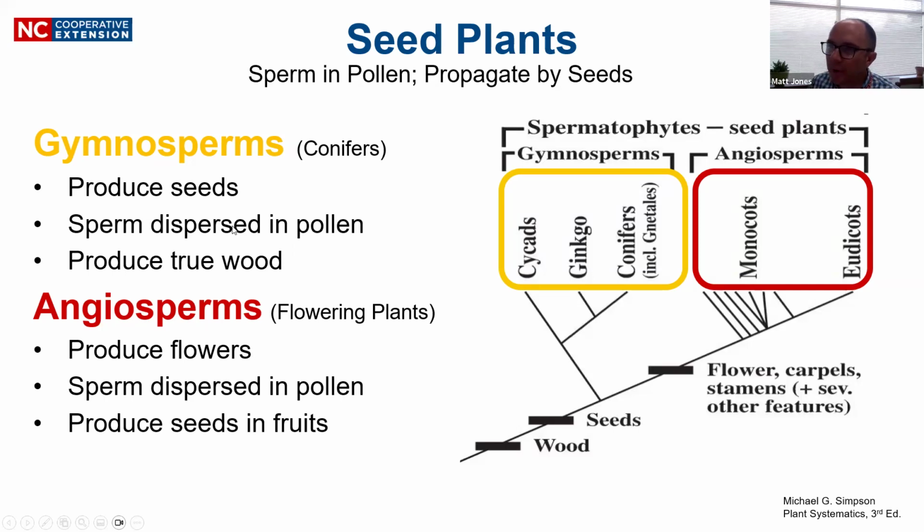So the two groups of seed plants include the Gymnosperms and the Angiosperms, and the Angiosperms have additional specialization through the production of flowers, but they still produce seeds. The seeds are just contained within fruits instead of being naked.